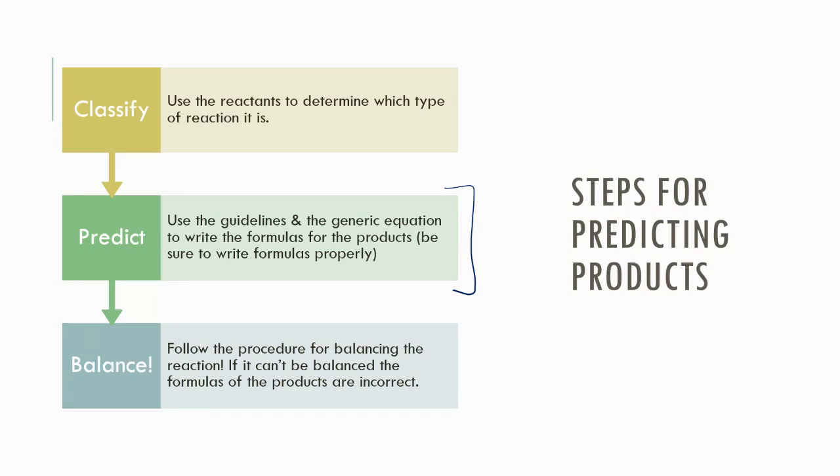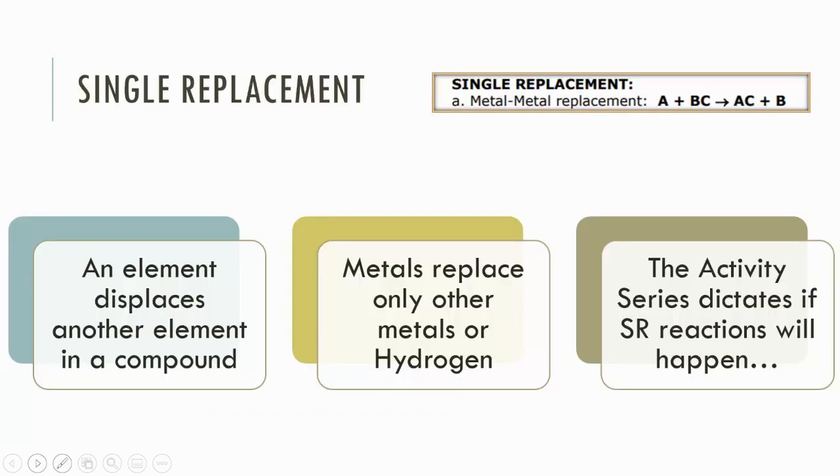The final step is always to balance. If you are ever in a situation where you cannot balance, like it just won't happen, then that means you probably did something in this predict step wrong. You need to go back and double check those formulas in order for it to properly balance. So we're going to start with single replacement for this video.